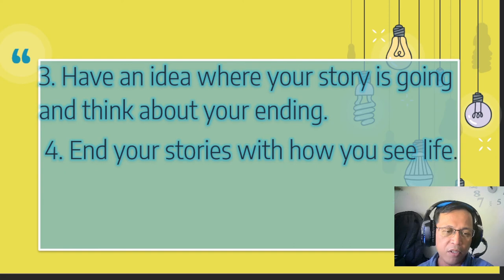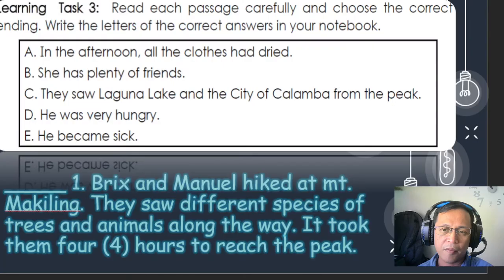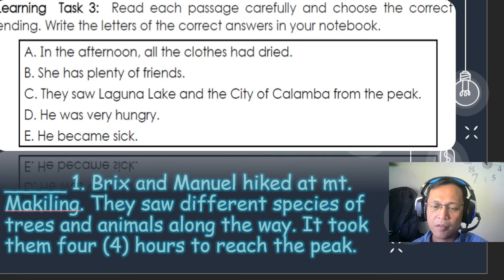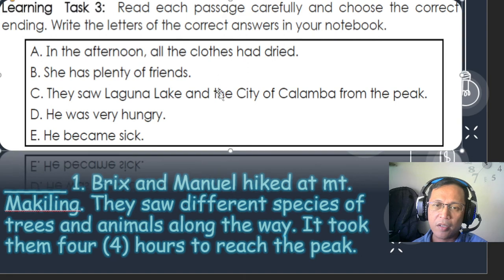Now, after you have learned all of that, we will now move on with our next learning task, which is learning task number three. So, learning task number three would ask us to read each passage carefully and choose the correct ending. Write the letters of the correct answers in your notebook. What we're going to do is to write the letters of the correct answers in your notebook.